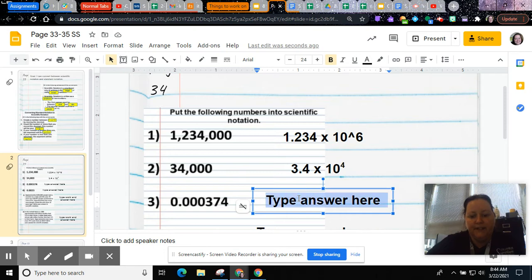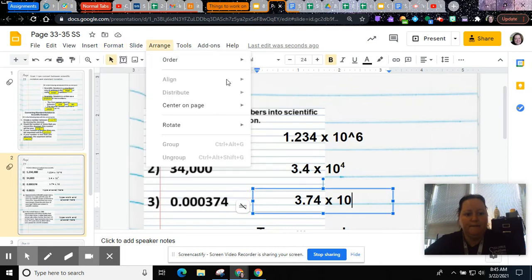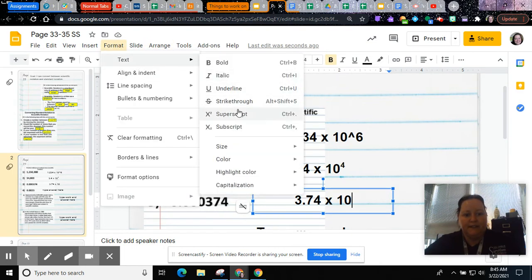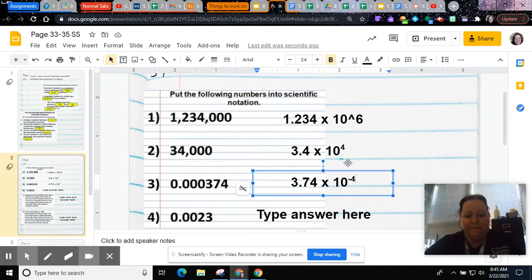Now on this one, it's going to be the same concept, but this time we're going backwards. So to make this a number between 1 and 10, it would be 3.74 times 10, because it will always be times 10. How many places did I have to move the decimal this time? 1, 2, 3, 4. But the number was smaller than 1 to begin with, so I need to make it a negative exponent. So again, if you want to do it this way, format, text, superscript, -4. I don't care if you have the caret or if you do it like this. Either way is fine with me.